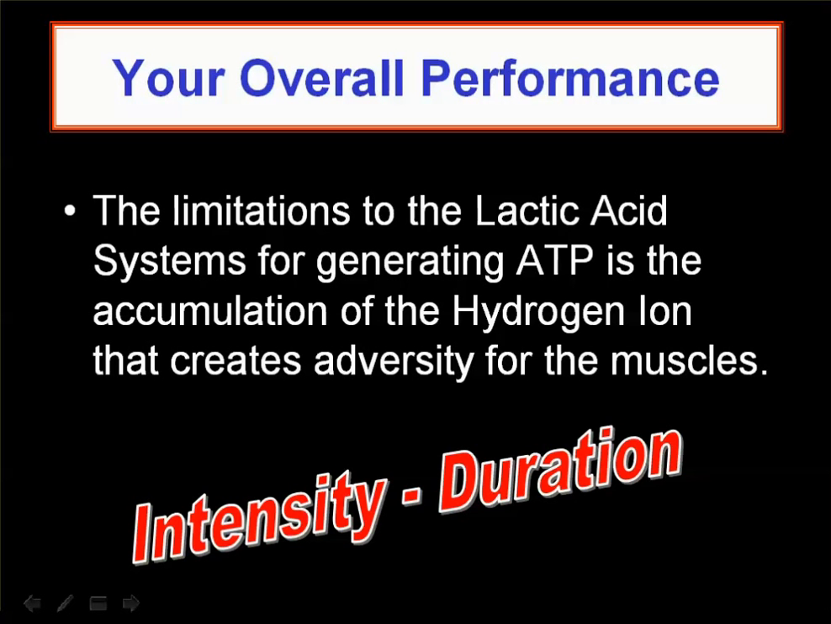The limitation to the lactic acid system for generating ATP is the accumulation of the hydrogen ion that creates adversity in the muscles. Now, what does that mean? Well, in other words, as you deplete in stage 1 your initial phosphocreatine, your body moves into stage 2 and it starts converting its substrates into that lactic acid. And when it builds the lactic acid, it also starts generating the hydrogen ion. And of course, based on the intensity and duration of your exercise, this will determine how much hydrogen ion is being generated. Remember, it's the hydrogen ion that causes you to exhaust your anaerobic capacity and forces the body to move to stage 3. See if I can show you on a graph.